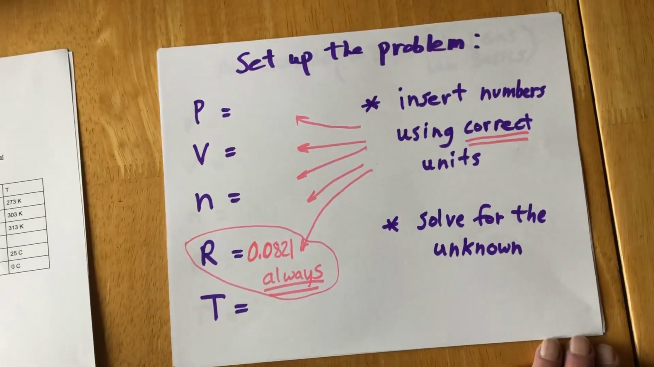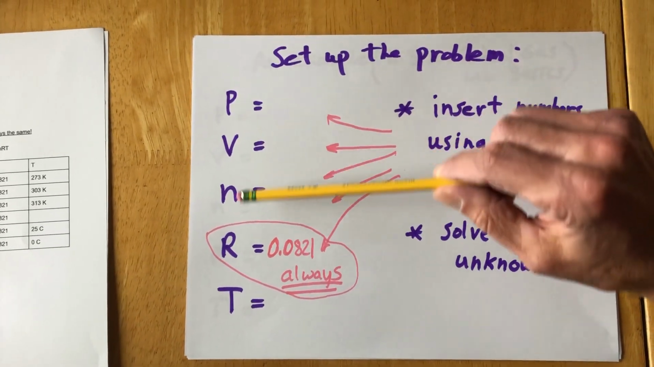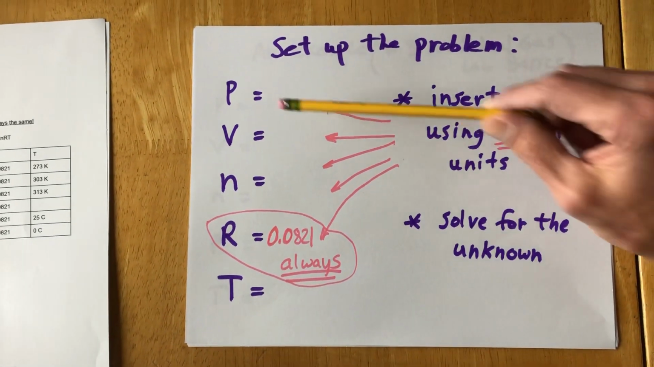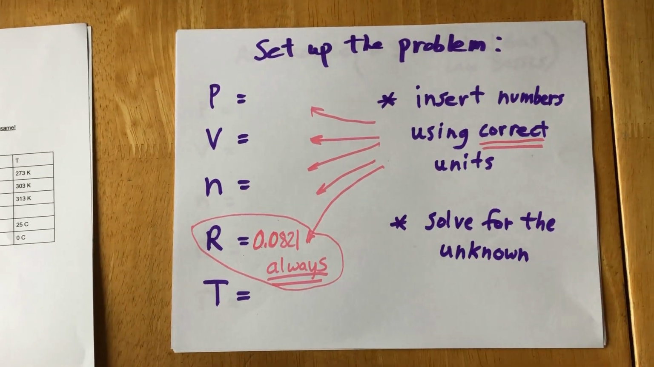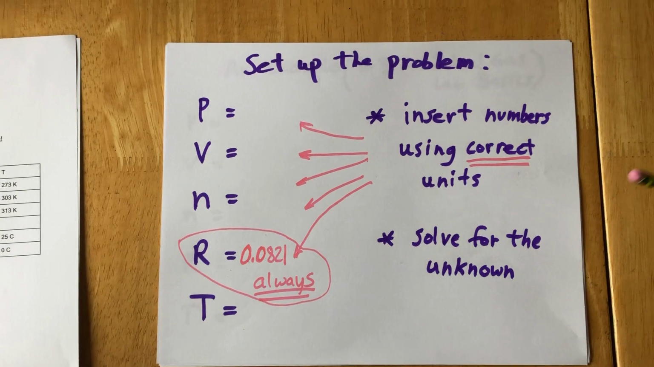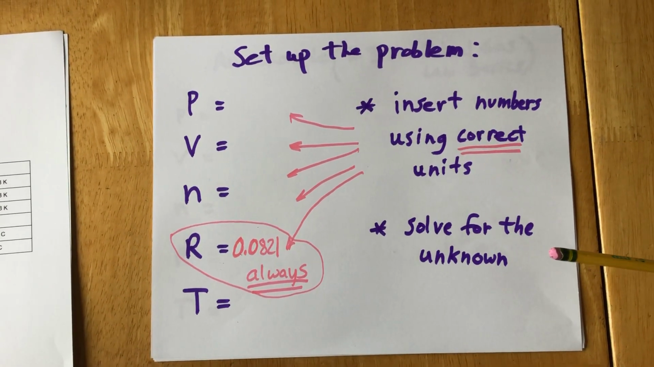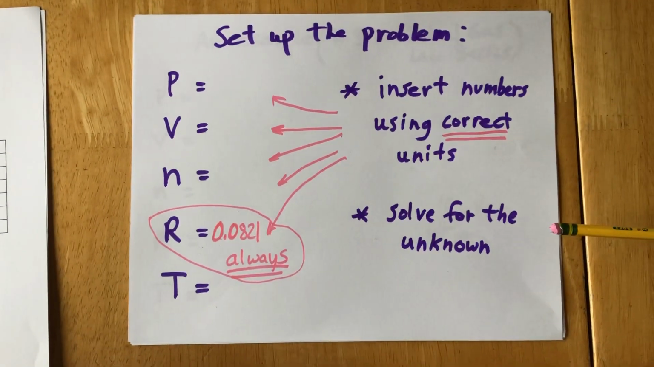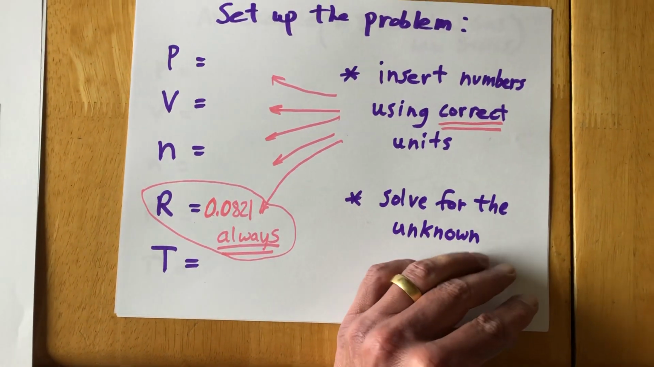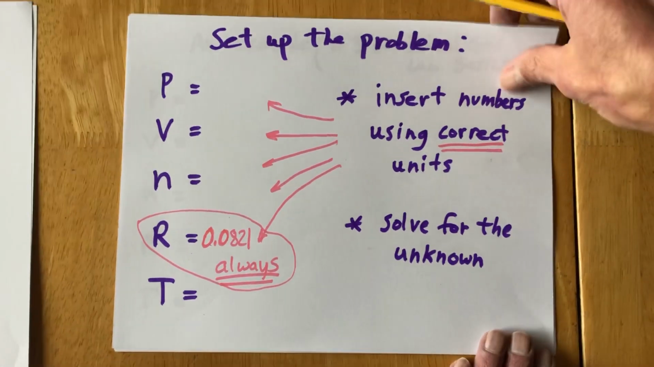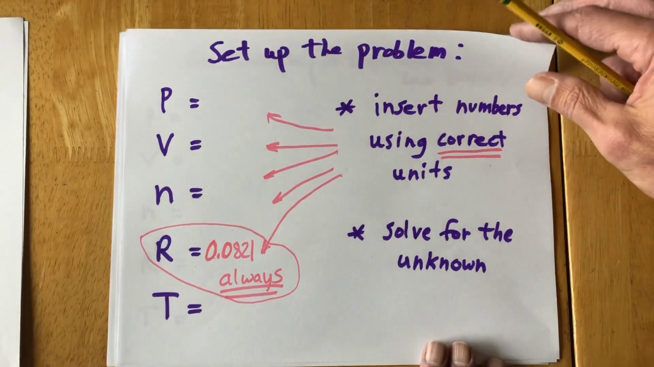When you set up these problems, I recommend writing PV and RT and inserting all the numbers that you know. You're always going to know R, so you can put that in every time. Whatever you don't know is your unknown, and you'll solve for it just like we've done with the other gas problems in the past. Basically, you're going to be isolating a variable.